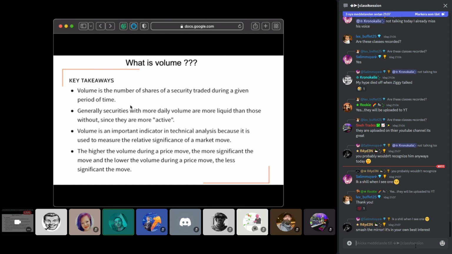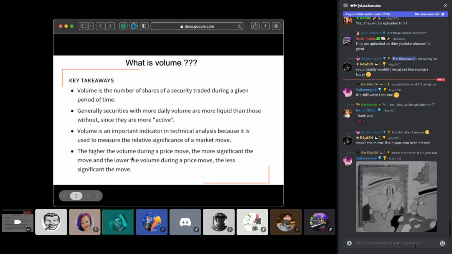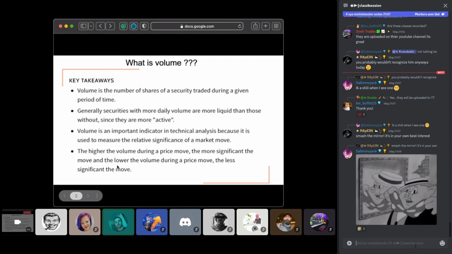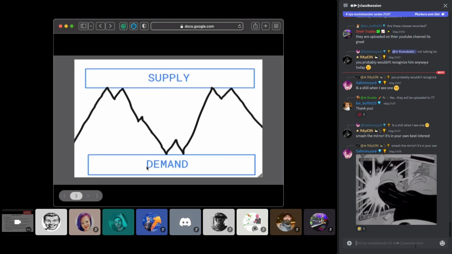Some examples are a lot more obvious on tickers or securities with more volume, especially retail volume. One that I like a lot is Tesla. That's probably the most retail traded stock in the stock market. Hopefully you got to read through that. I will re-emphasize on the bottom, the higher the volume during a price move, the more significant the move, and the lower the volume during a price move, the less significant the move.